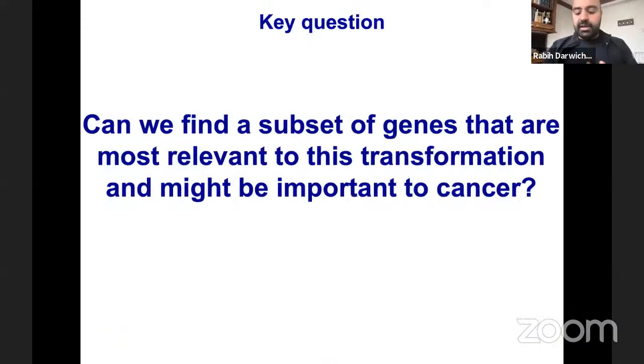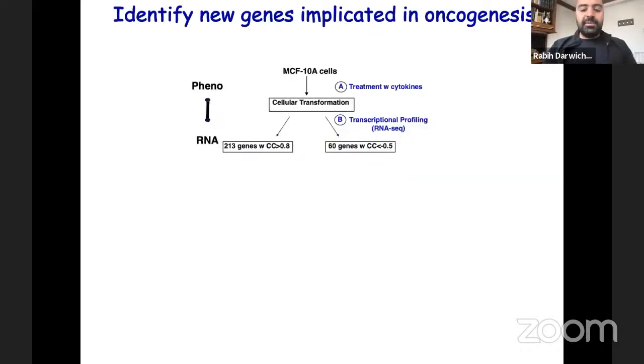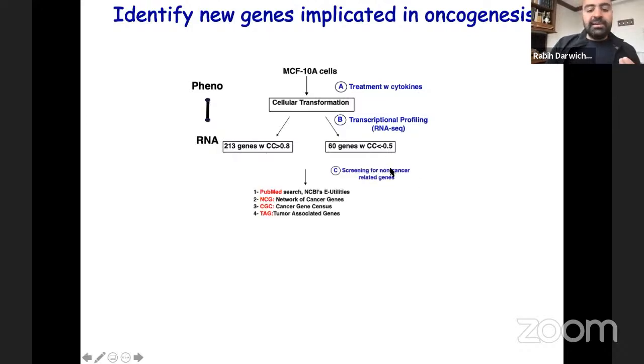So now, after we know that these genes are fully enriched in cancer genes, the next question was whether we can find a subset of genes that are most relevant to this transformation and might be important for cancer. For this, I used bioinformatics and different available databases to answer this question. So what I found until now, as I told you, is around 200 genes that are very strongly important for transformation. What we did was a screening for non-cancer related genes.